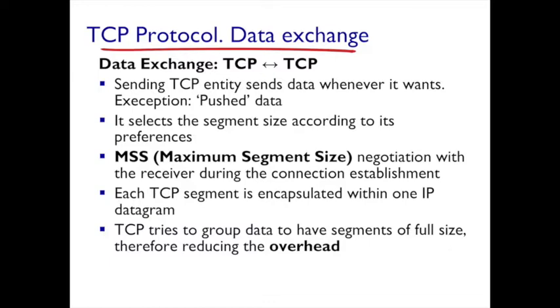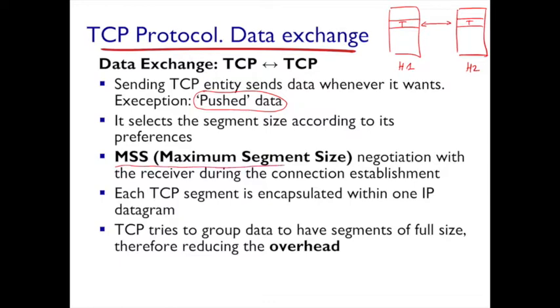What are the protocol rules between TCP entities? So if we are at layer 4, host 1, host 2, transport, how is this dialogue? The sending TCP entity sends data whenever it wants. Exception, urgent data. In this case, the segment must be sent as soon as possible.